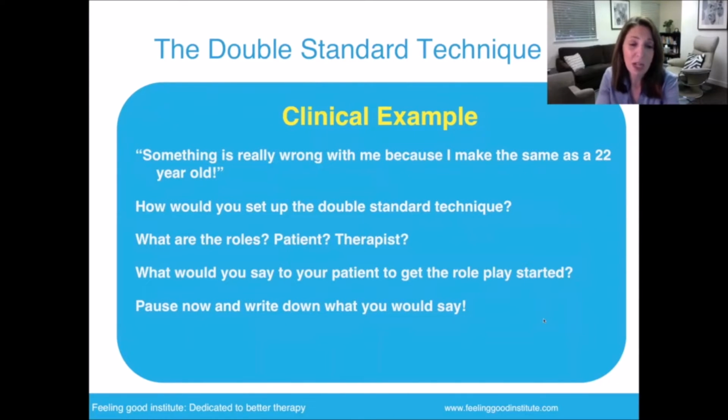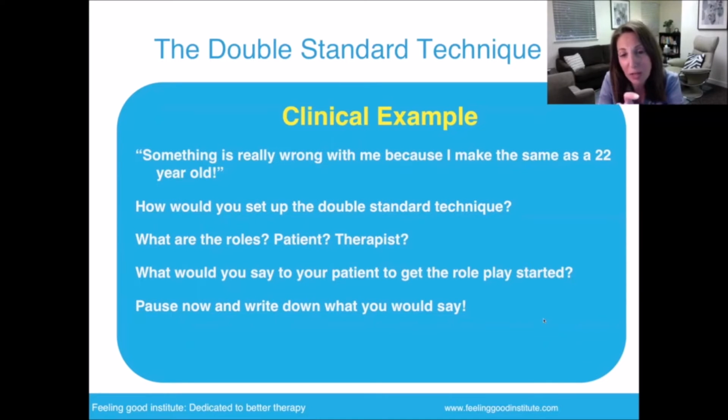Then the next question I have, which is a little bit different, is what would you say to your patient to get the role play started? Remember, what you say to your patient to get the role play started has to include the patient's negative thought. In other words, I'm not asking you now how to set up the role play.